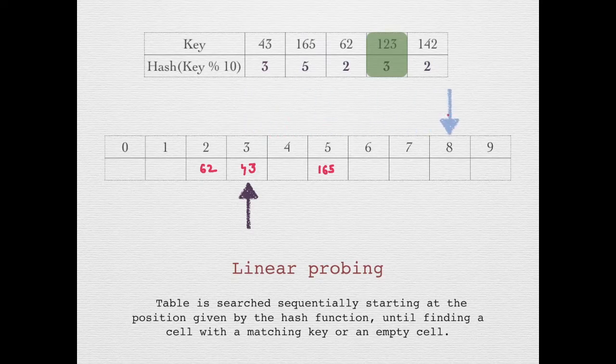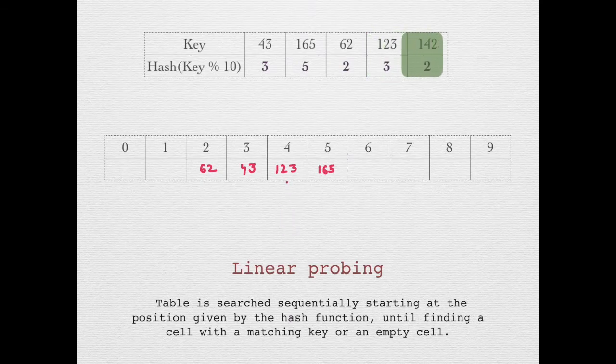So searching goes like this. From 9, we again move to index 0 and continue the process. So in this case, we start at index 3 and then move to index 4. Since this is an empty slot, we insert 123 at this location.